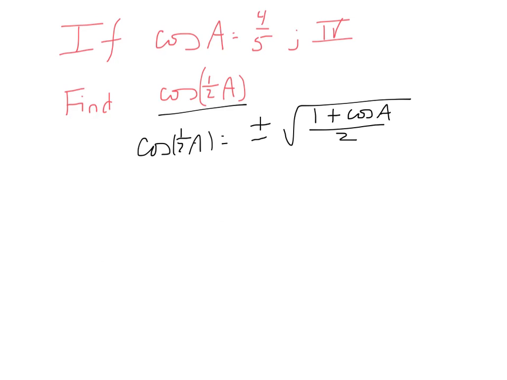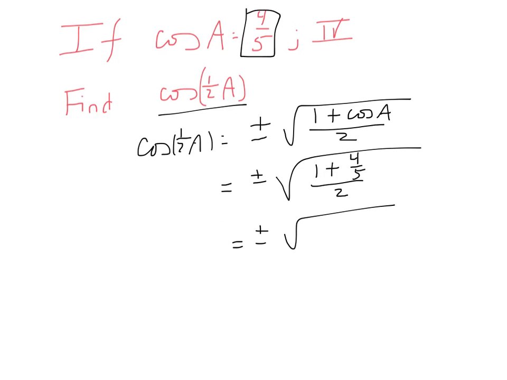The beauty here is I know the cosine of A. It's given. So all I have to do is plug in. I'm going to take plus or minus the square root of 1 plus the cosine of A, which is 4/5, all divided by 2. I need to clean up what's under that radical. As a fraction, I get 9/10. You can use your calculator: 1 plus 4/5 turns out to be 1.8, divided by 2, you get 0.9, which is your 9/10. Make sure that you are working in fractions, not decimals.